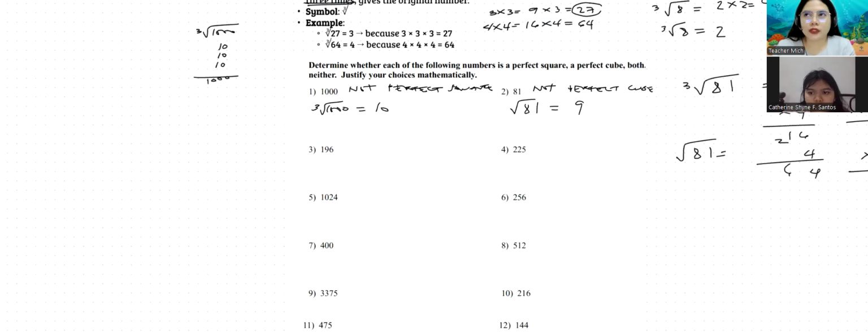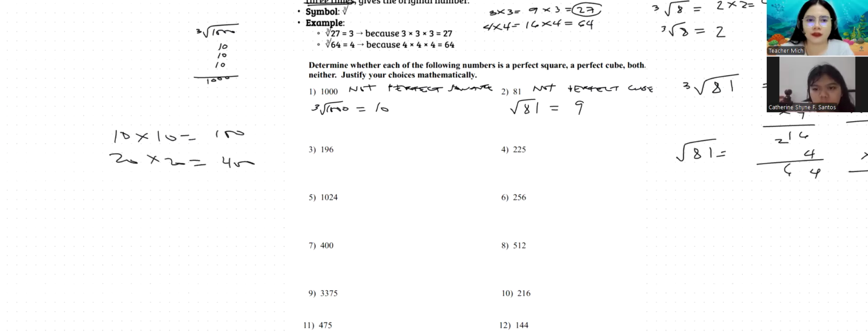How we do the approximation, you can do it like this. 10 times 10 is equal to 100. Then 20 times 20 is equal to 400, meaning that it is between 10 and 20. And 196 is much closer to 100. So you can start at 11 times 11, 12 times 12, and so on, for you to know if that number is a perfect square.